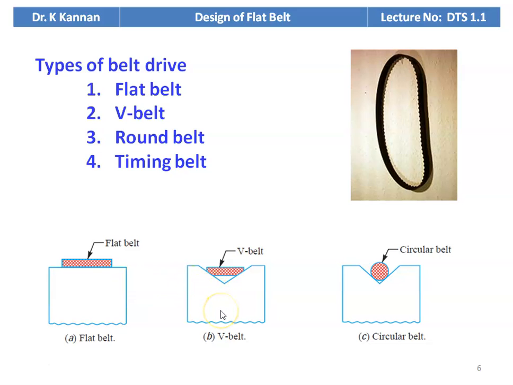And we have the V belt. The shape of the cross section of the V belt is trapezium. It is running on a groove. So, we have a groove on the pulley, and the V belts are running on the groove. And the circular belt is circular in cross section. Here again we require a groove for the running of the circular belt. And in the timing belt, we have ribs on the inner surface of the belt, which will give the timing. So these are all the four different types of belt we use in our power transmission.